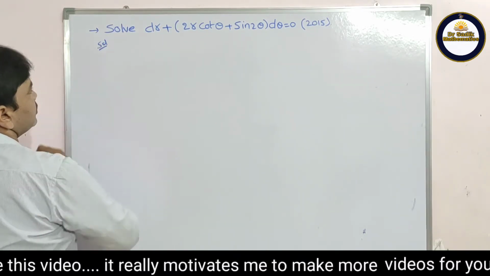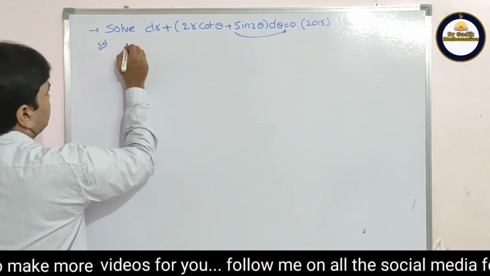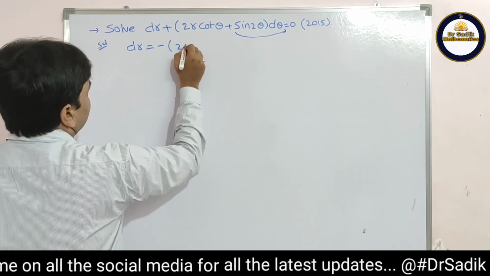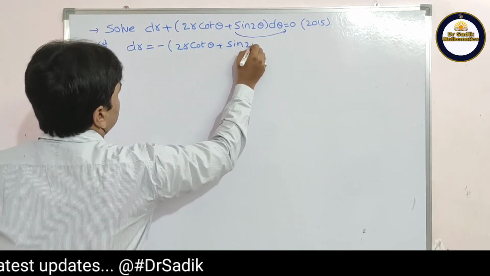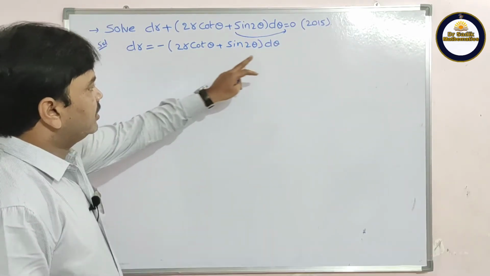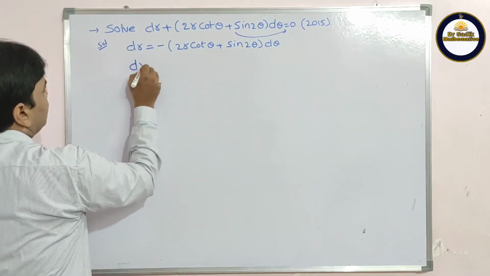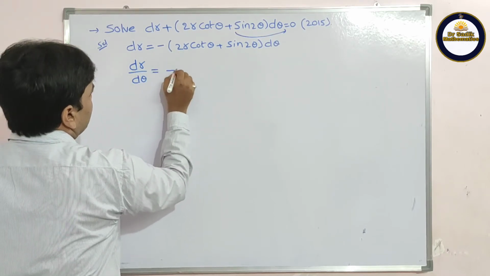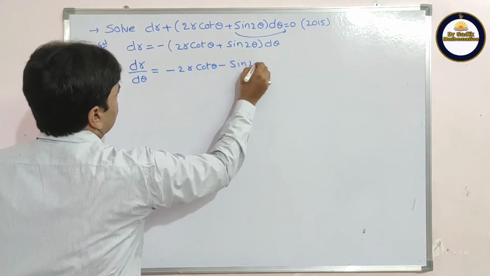Solution. You transpose this term to the right hand side, friends, then I get dr equal to minus of 2r cot theta plus sin 2 theta into d theta. Now dividing with d theta, friends, then I get dr by d theta equal to minus 2r cot theta minus sin 2 theta.